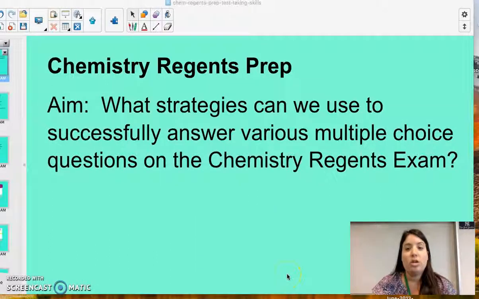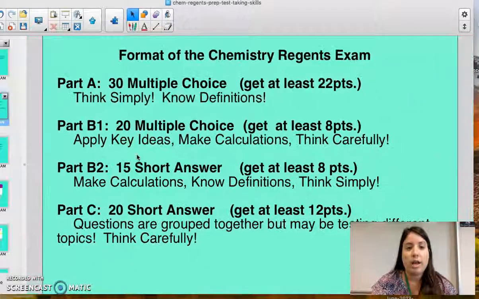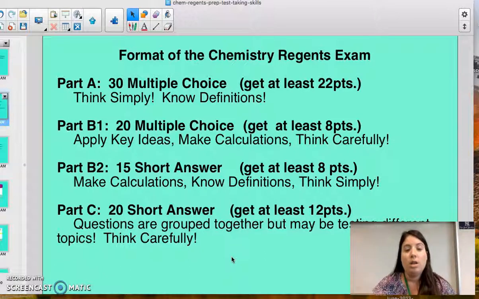Okay, so I'm going to show you guys a couple of test-taking strategies for the multiple choice section of the chemistry Regents. Again, the Regents exam is structured so that there are always a total of 50 multiple choice questions, 30 on part A, 20 on part B1. The second part of the Regents has also got some short answers. We'll go over those another day.